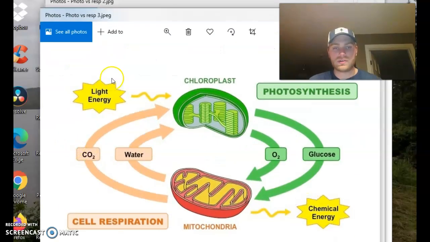Either way, this shows the makeup of all of it. And not every cell needs both of them. Obviously, us as human beings can't perform photosynthesis, so then we must intake our glucose from elsewhere.